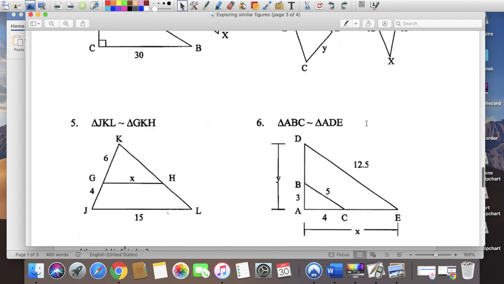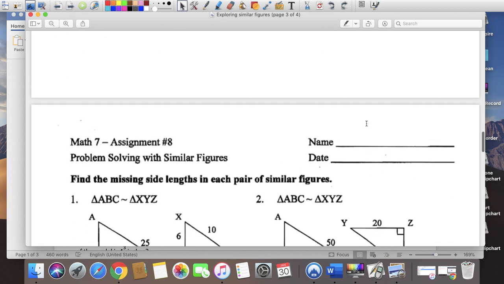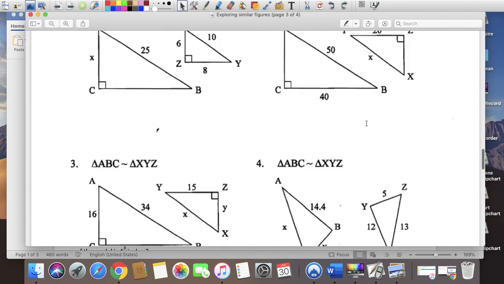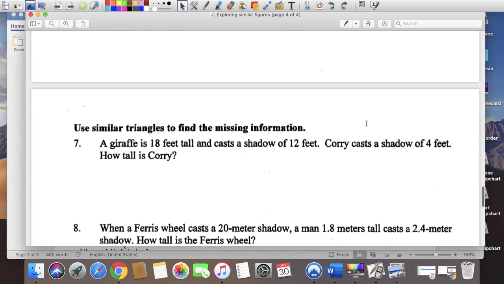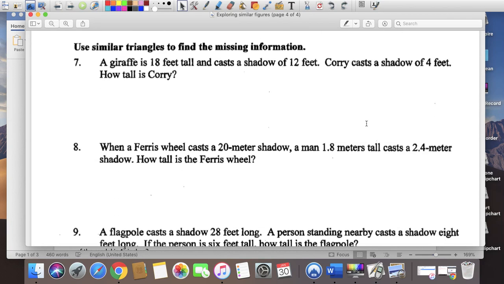This is the back of the similar triangle. So we'll quickly do this. Again, the idea here is to set up proportions and just make sure that you set them properly.